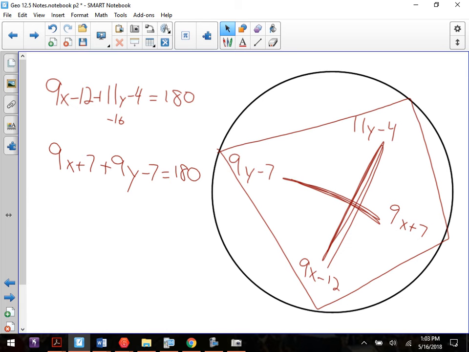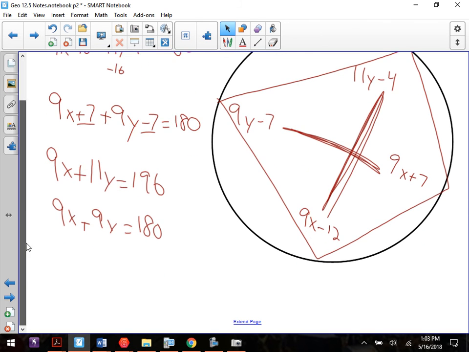So my first equation will be 9x plus 11y is 196. The second equation is 9x plus 9y is 180. Reason being, 7 minus 7 is 0. So, same coefficient, same sign. What do you have to do to eliminate them?